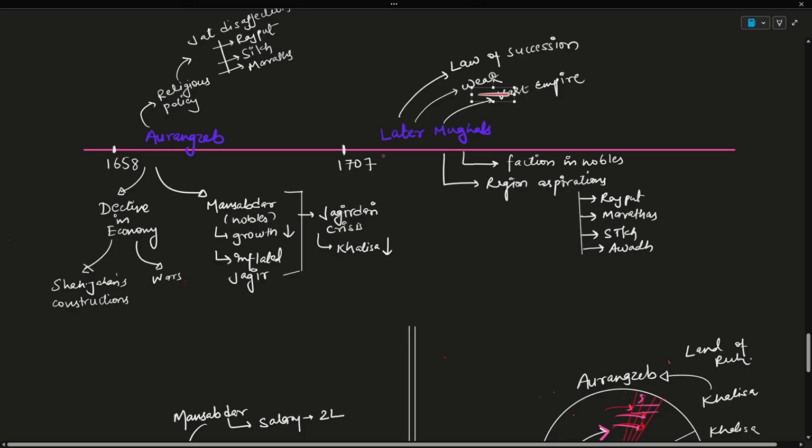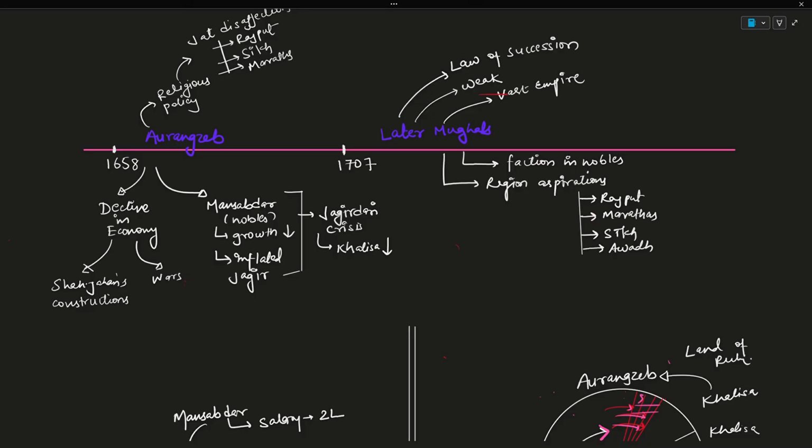And the factions among nobles we will understand in the later Mughal sections. Each and every king had their own nobles in his party who supported him, and the other prince was supported by some other nobles. It was basically in the hands of the nobles to decide which person is going to rule. There were also regional aspirations. The Marathas, Rajputs, Sikhs were against the later Mughals.